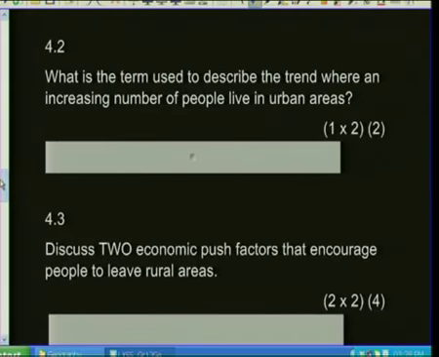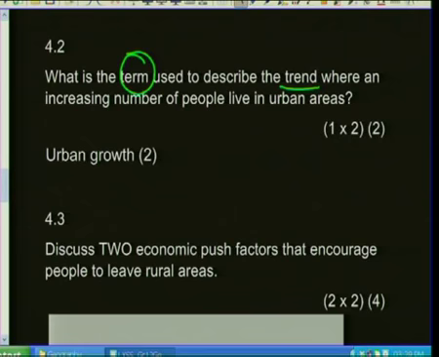Question 4.2. What is the term used to describe the trend or pattern where an increasing number of people live in urban areas? Very straightforward, that one. It's urban growth, the growth of urban places.